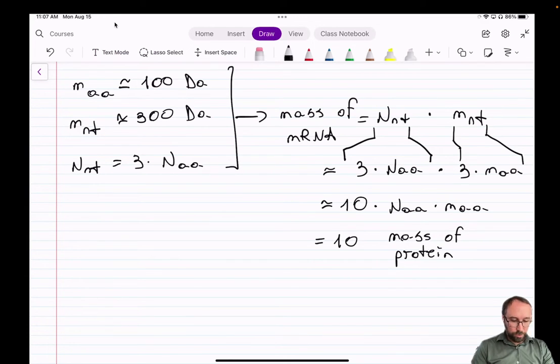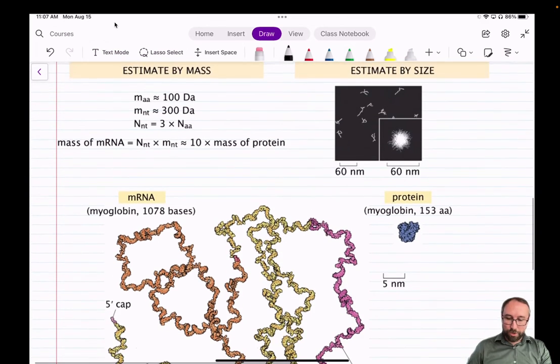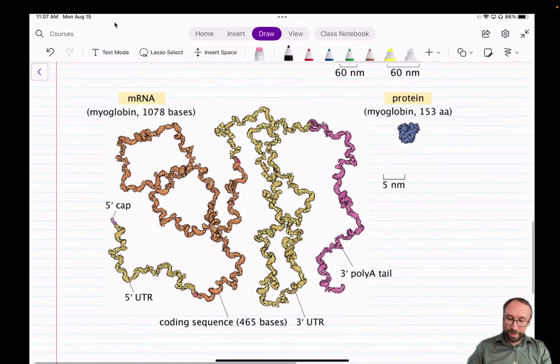So what we learned is that the mass of the RNA, of the blueprint, is 10 times higher than the mass of the protein. And this difference can be seen very clearly in these two structures here. Obviously what we emphasize in the RNA for myoglobin and the protein structure of myoglobin itself, shown on the right, is the difference in volume, and you could do a similar estimate from the standpoint of volume.